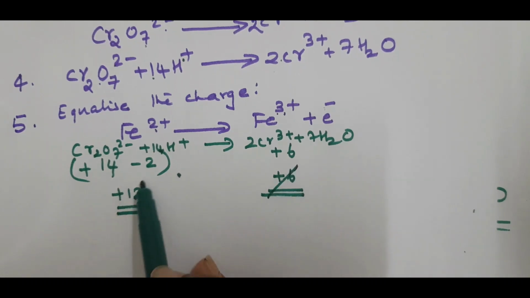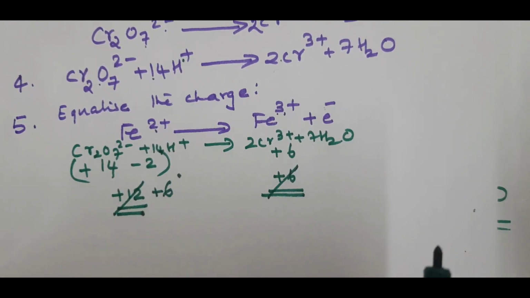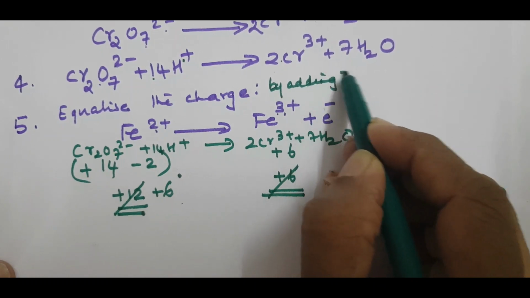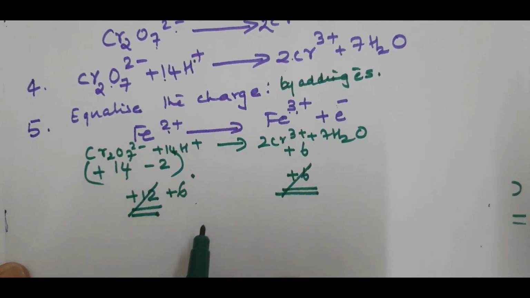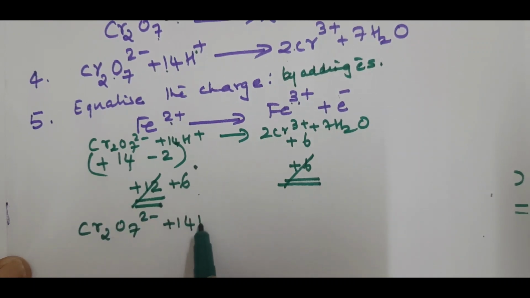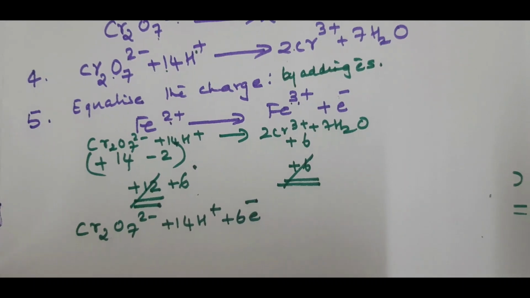Now which side has more? Here 6 plus charges are more. So in order to make the charge equal, you have to equalize this by adding 6 electrons. That means negative charge. So equalizing the charge by adding electrons is also important. So now my new equation will become Cr2O7 2- plus 14 H+ plus 6 electrons.